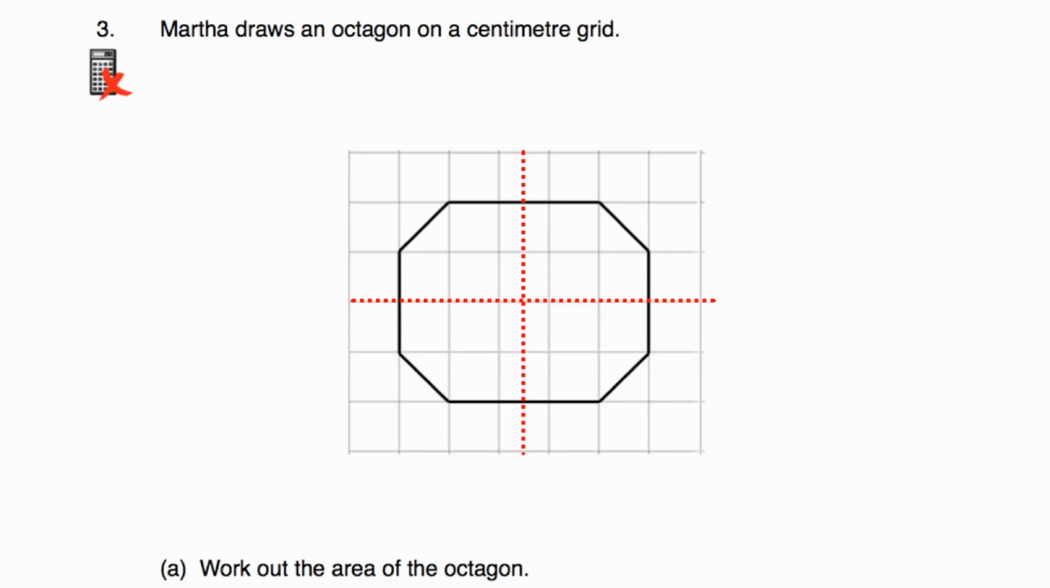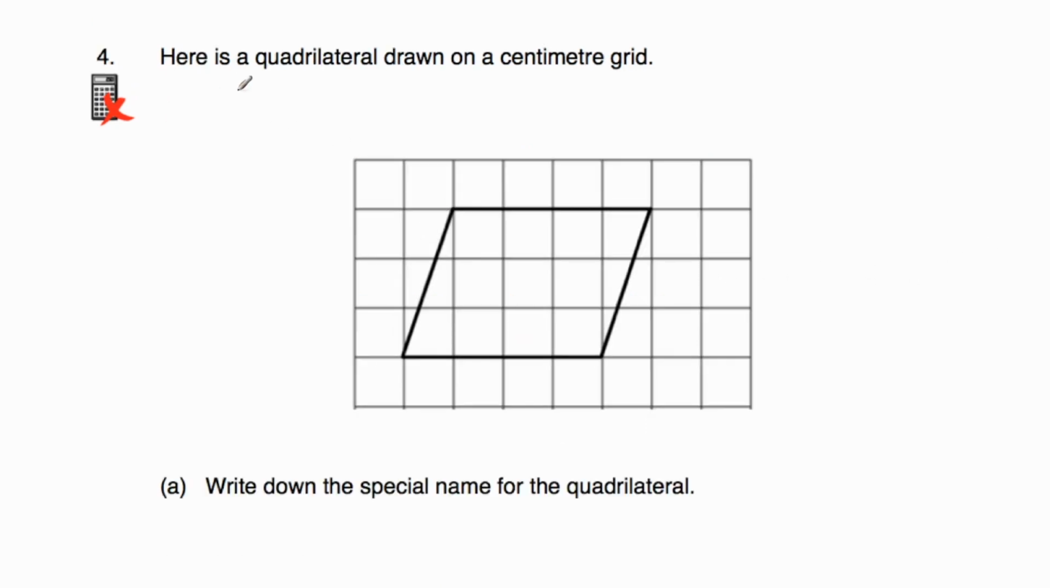Okay, let's look at our next question, question number 4. So question number 4 says, here's a quadrilateral drawn on a centimetre grid. So we've got this quadrilateral and it looks like a pushed over rectangle. So that's going to be a parallelogram and it's on a centimetre grid. So each one of these squares measures 1 centimetre by 1 centimetre. And part A says, write down the special name for the quadrilateral.